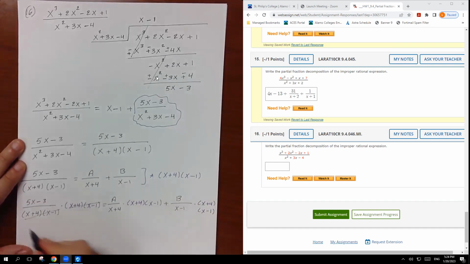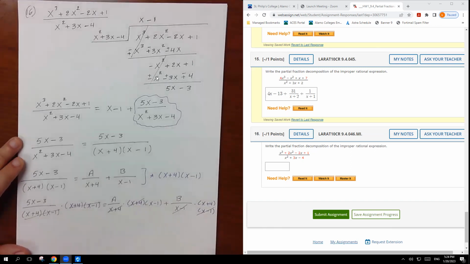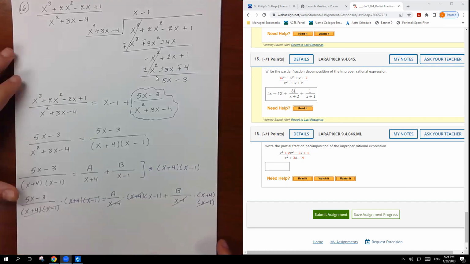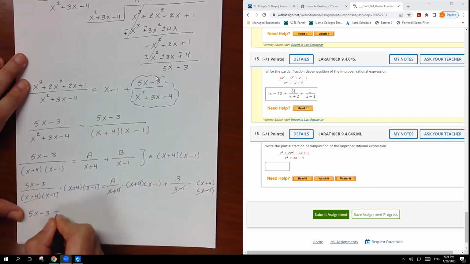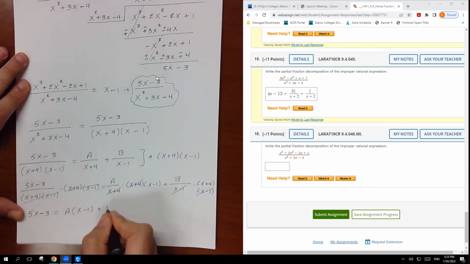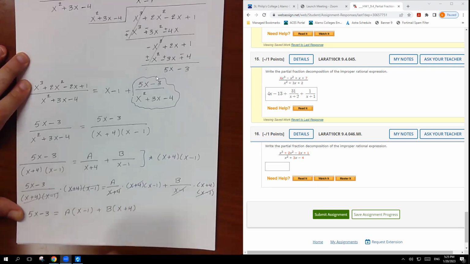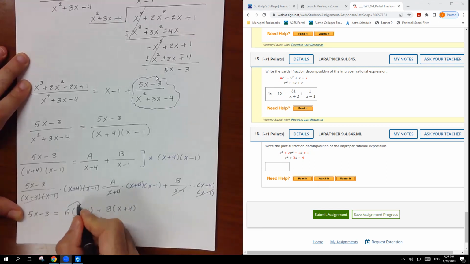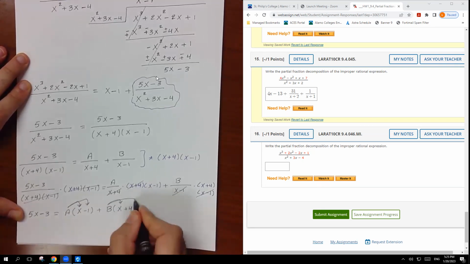Cancel these with these: x plus 4 with x plus 4, x minus 1 with x minus 1. Let's check what's left. So here it's going to be 5x minus 3 equal to A, and what's left here is x minus 1, plus B, and what's left here is x plus 4. We're going to distribute here.